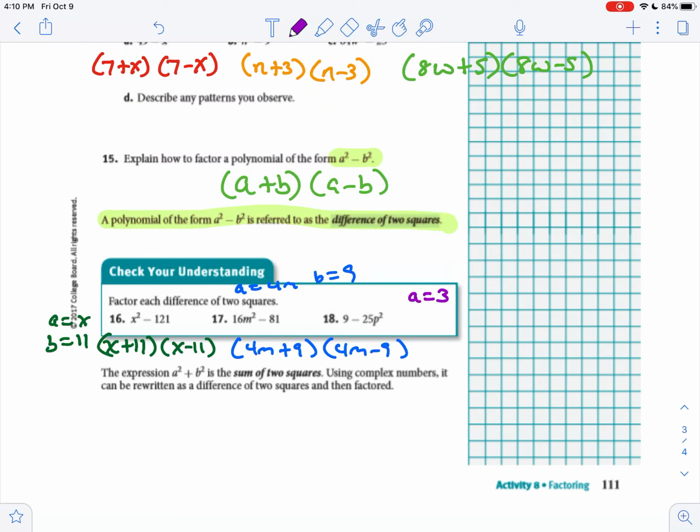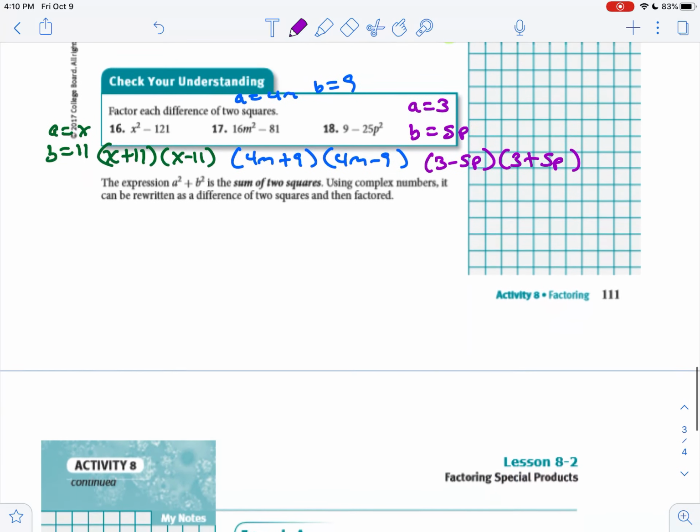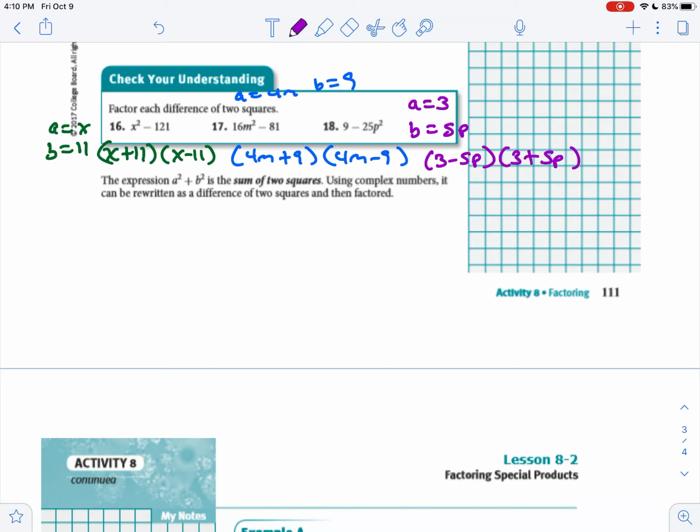And finally, we have 9 minus 25p squared. So a is 3, which is the square root of 9, and b is 5p, which is the square root of 25p squared. So 3 minus 5p times 3 plus 5p. And that's all you have to do to factor a difference of squares.